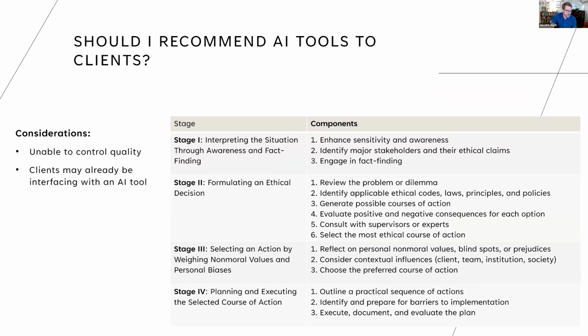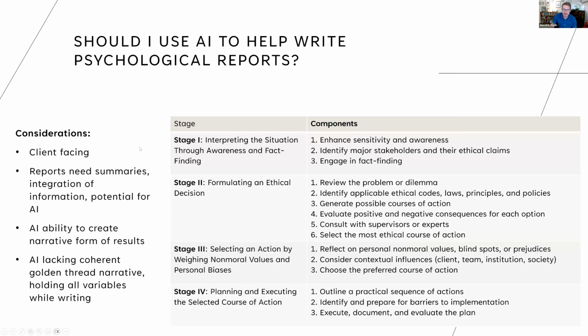Okay, so we've had two walkthroughs with vignettes of applying this ethical decision-making model. Rather than going in depth into a vignette, let's talk about these at a more conceptual consideration level, because I think at this point we're able to do that and anticipate where this is going to impact the various stages and components. So, common question: should I use AI to help write psychological reports?